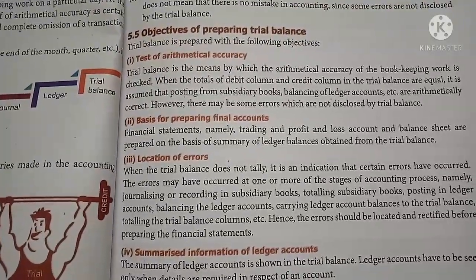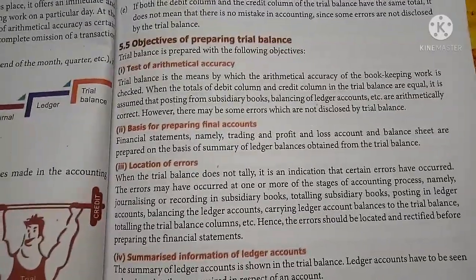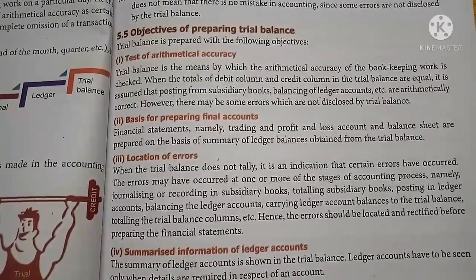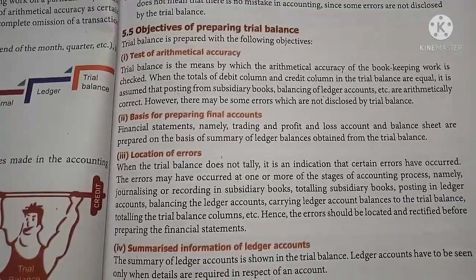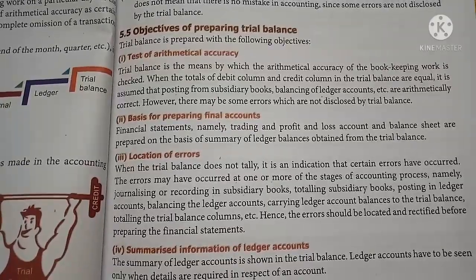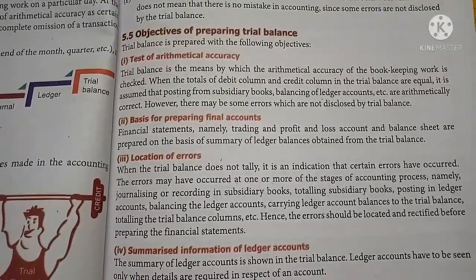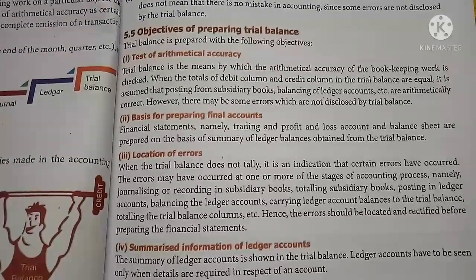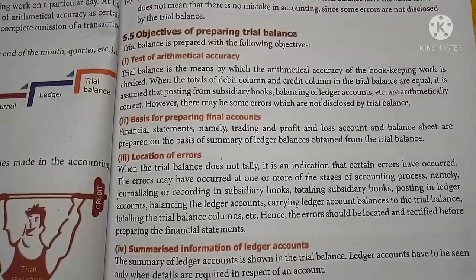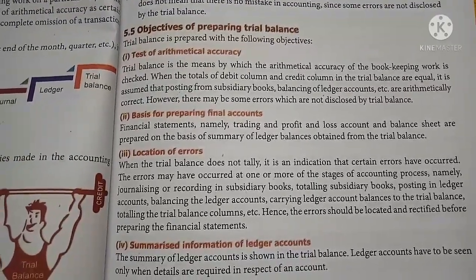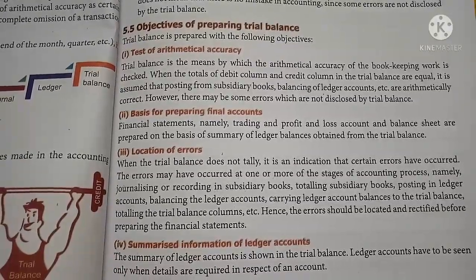Location of errors. When the trial balance does not tally, it is an indication that certain errors have occurred. The errors may have occurred at one or more of the stages of the accounting process, namely journalizing or recording in subsidiary books, totaling subsidiary books, posting in ledger accounts, balancing the ledger accounts, carrying ledger account balances to the trial balance, totaling the trial balance columns, etc.